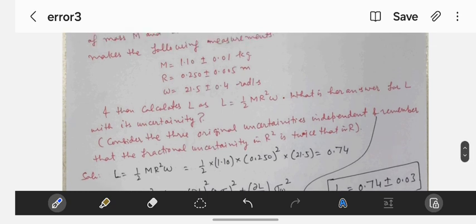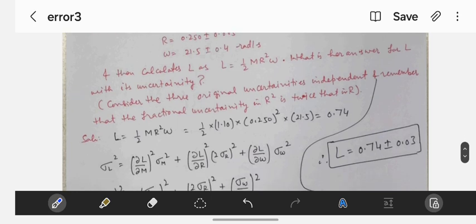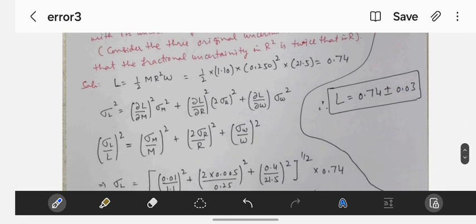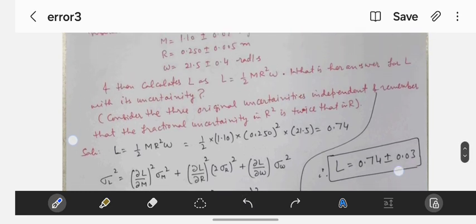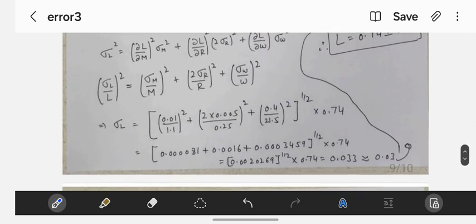So we have to find the uncertainty in L. Then sigma L by L equals sigma m by m plus 2 times sigma r by r plus sigma omega by omega. These values are all given to you. You just have to substitute them here and find the value of sigma L. This will be your answer.